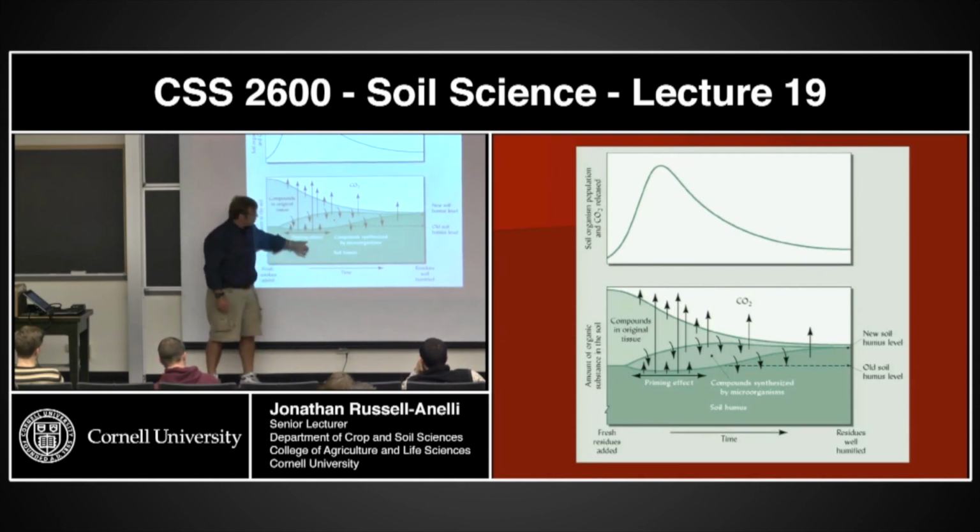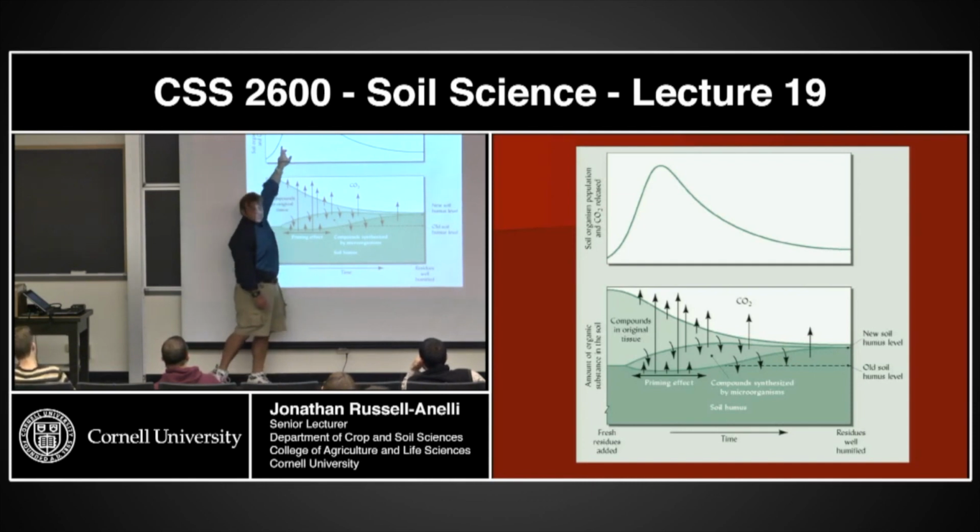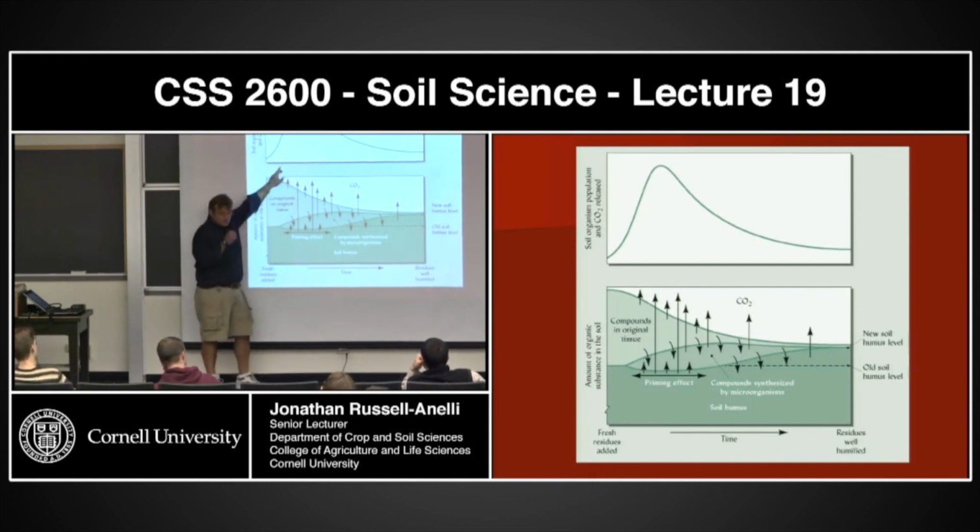This drop is called the priming effect. We don't know why it happens. And this is a problematic effect, and I'll talk about that in a moment. But somewhere in here, as this food starts dropping, this population is increasing. They're going to find other sources of food. And so as a result, they start dropping this.